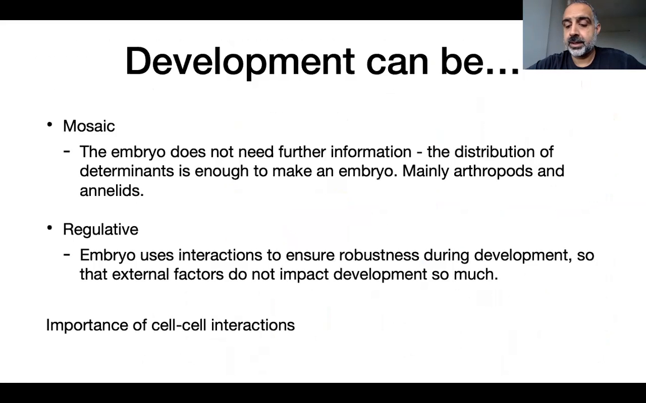So it talks about cell interactions, and this is what we're going to try and talk about today. Development can be mosaic, or it can be regulative. In mosaic development, the embryo doesn't need any further information. When the oocyte is laid and before fertilization, the distribution of determinants that the mother has put in the embryo is enough to make the embryo. This is generally the case in arthropods and annelids.